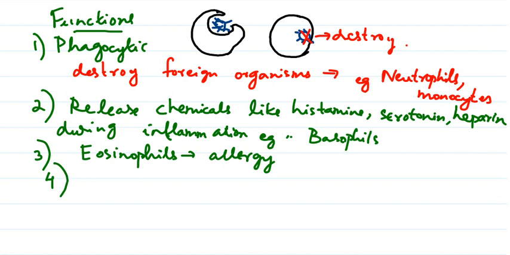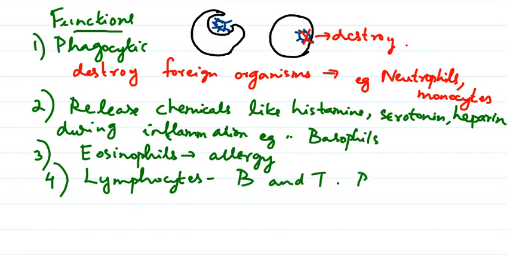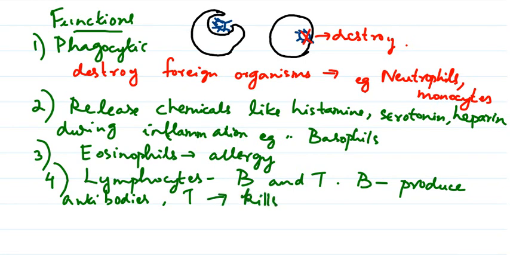And then about the lymphocytes. Lymphocytes are of two types, B lymphocytes and T lymphocytes. B lymphocytes produce antibodies. Antibodies are also called immunoglobulins. They attack the germs. And T lymphocytes kill infected cells. So that's about the WBCs.